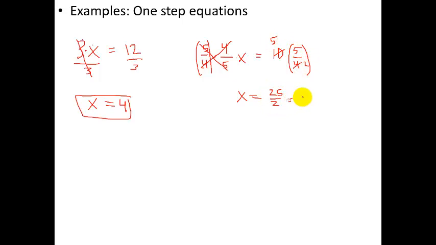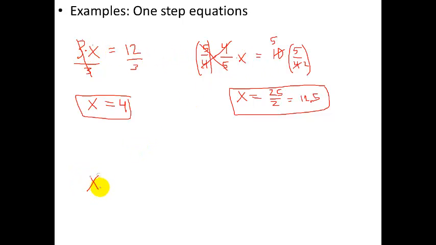25/2, which if you want, you could do 12.5. So you could leave it as a fraction, or you could write it as a decimal if the decimal is a nice terminating decimal. If it was an infinitely repeating decimal, then you want to leave it as a fraction. Okay. So these are problems where you're going to multiply or divide to undo it.